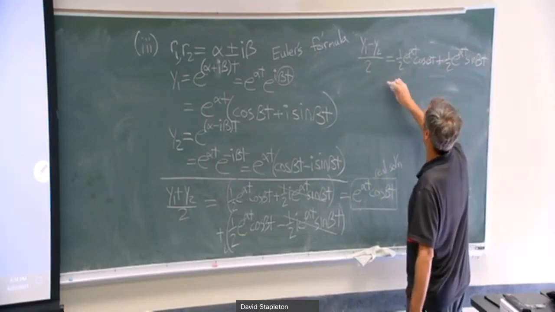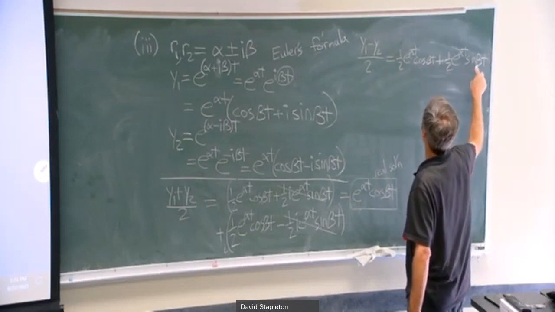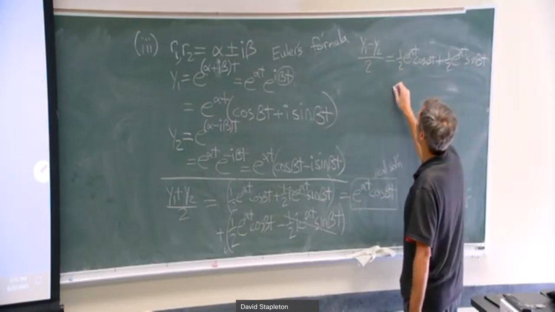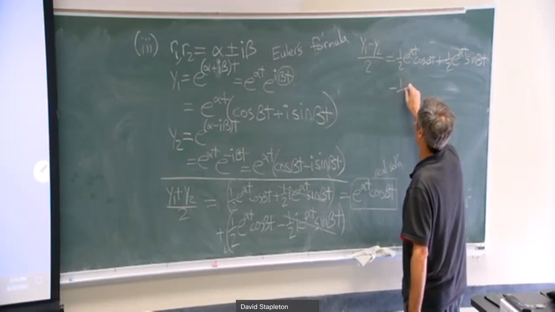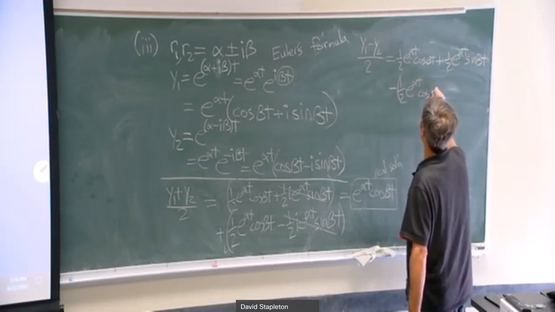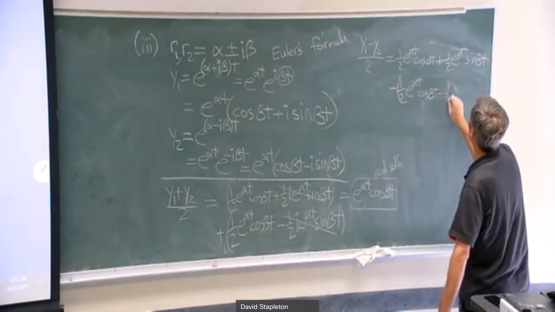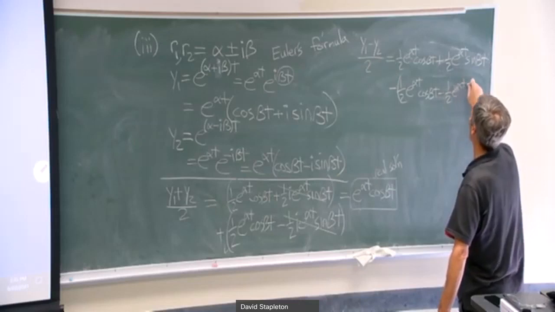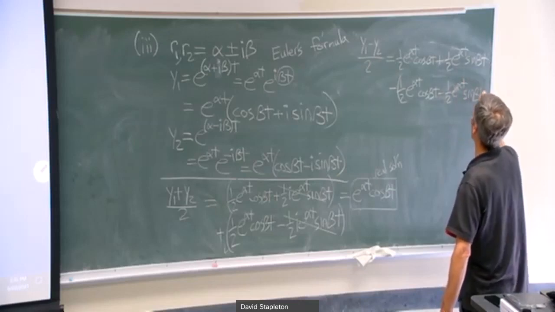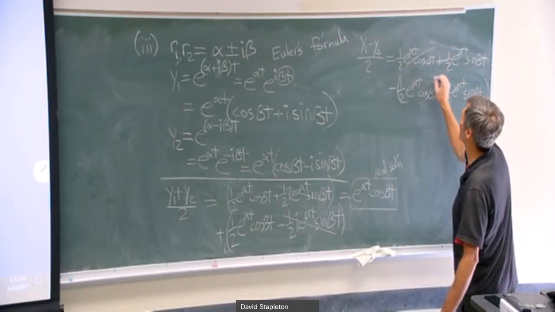Except it's not 1/2. Well, yeah, okay. So it's 1/2 and 1/2. That's 1/2 the first one. And this time I'll subtract 1/2 the second. So I'll subtract 1/2 e to the alpha t cosine beta t minus 1/2 e to the alpha t sine beta t. And once again, I get things to cancel. Now this one cancels this one.